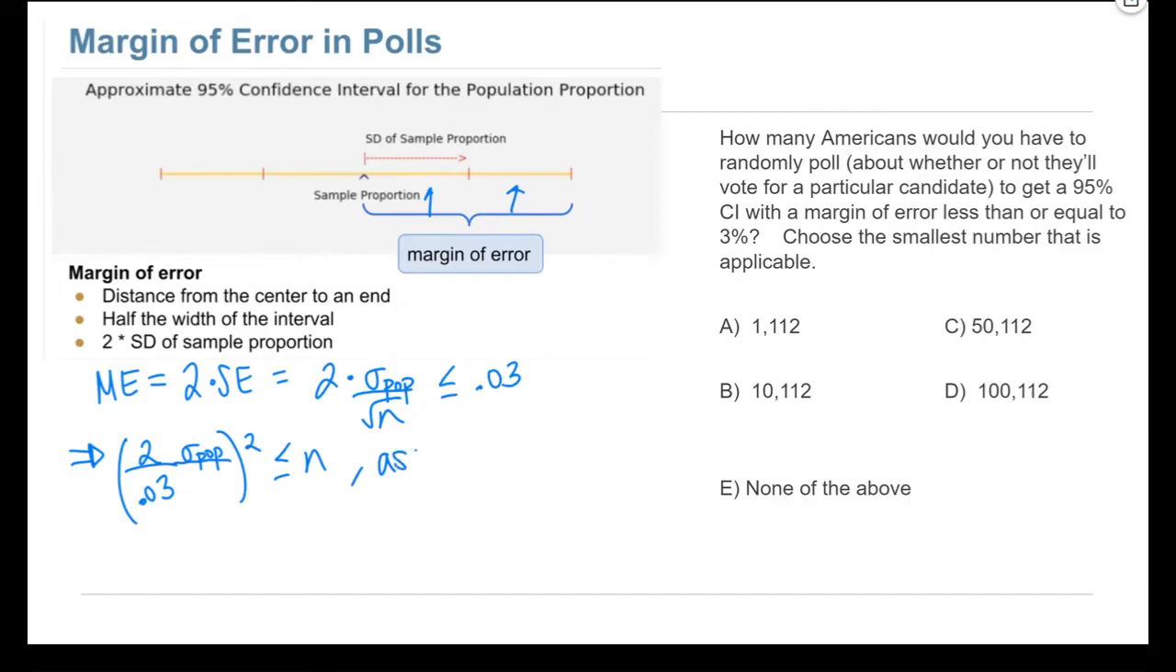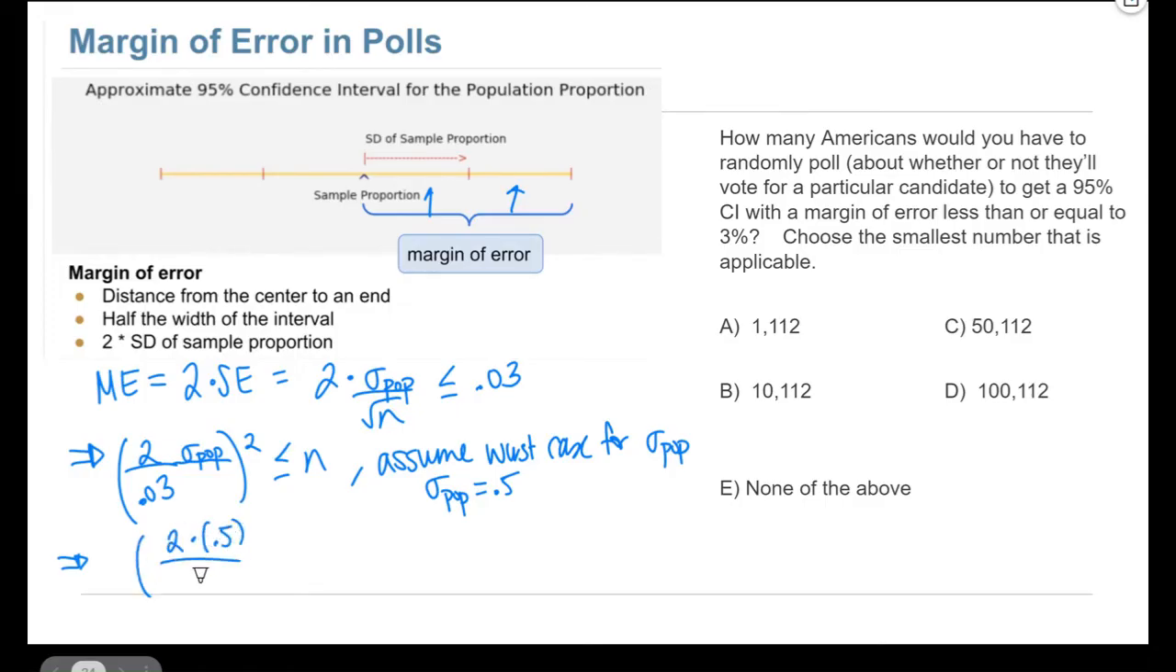And then we're going to assume the worst case for the standard deviation, i.e. we're going to assume it's 0.5, because that will help us make sure we sample enough people in case the worst case is true. And so that's going to give me 2 times 0.5, or just 1, in the numerator. And that tells me that n has to be greater than or equal to 1111.11. I can't do 0.11 of a person, so we're just going to round up to the next integer.